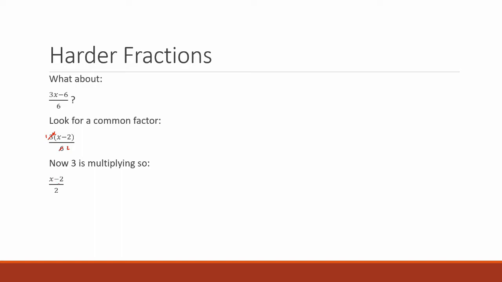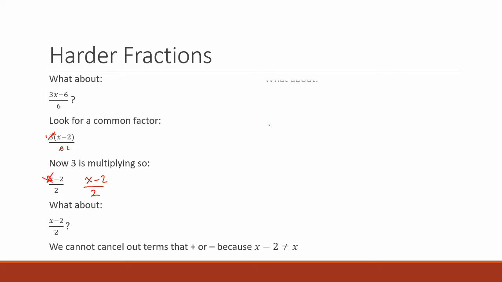Now I can't simplify that any further because there's no more common factors. There's no 2 up here, so I can't actually do anything more. My final answer is going to be x minus 2 because of that subtraction, over 2. And sorry, here's just an explanation of what I just told you.